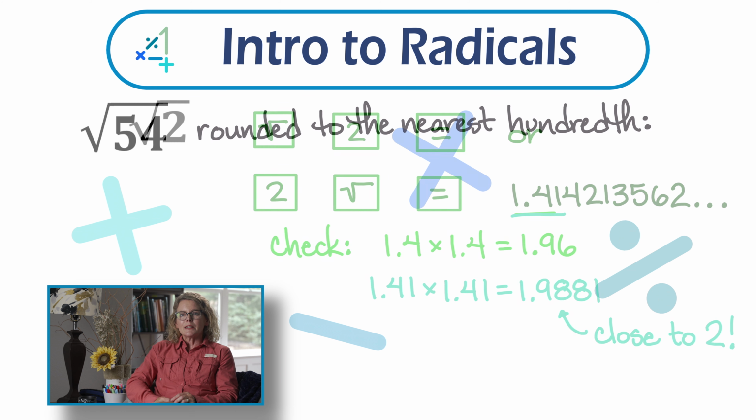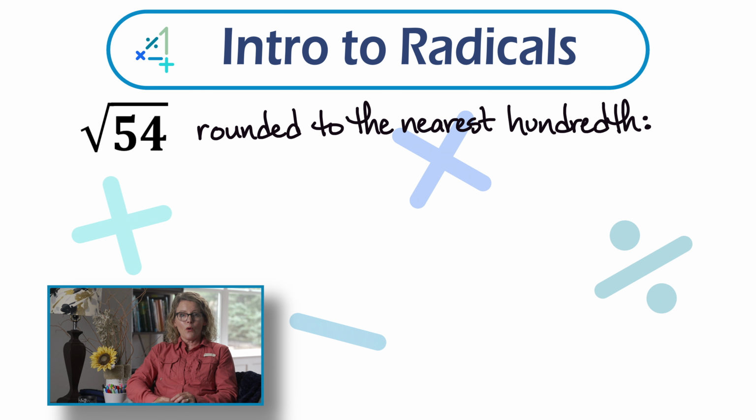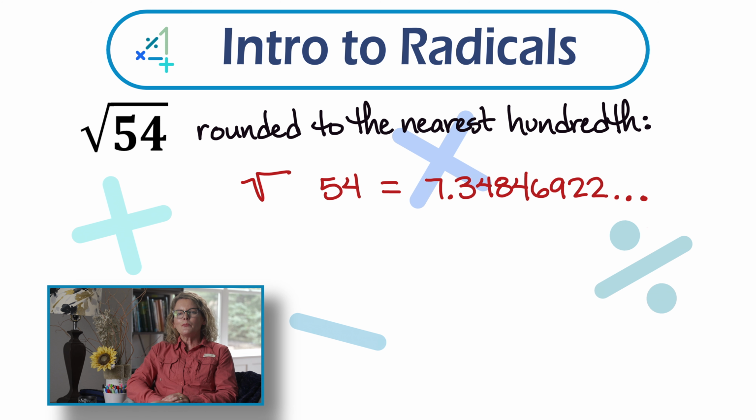We will now practice finding the square root of 54, rounded to the nearest hundredth. Using a calculator, push the radical button, then 54, and then equals. You will see the number 7.3484692. Here's a refresher on rounding it to the nearest hundredth.